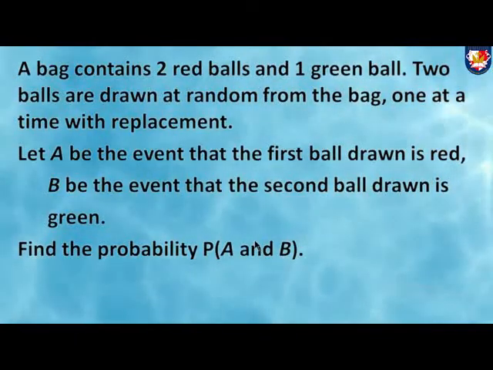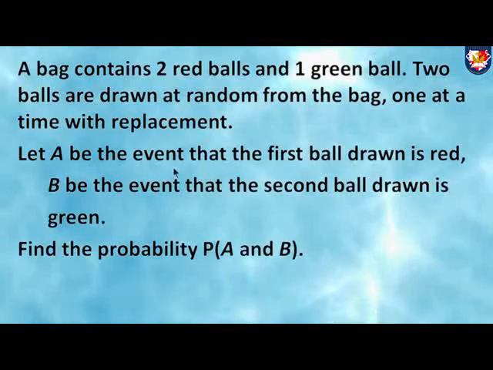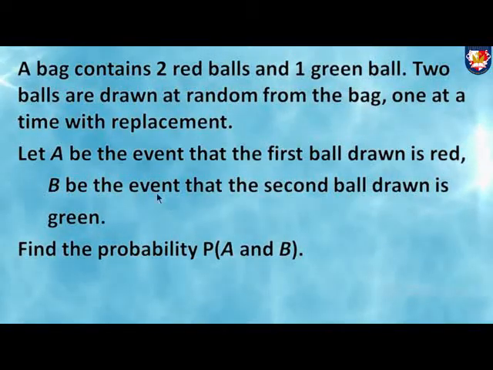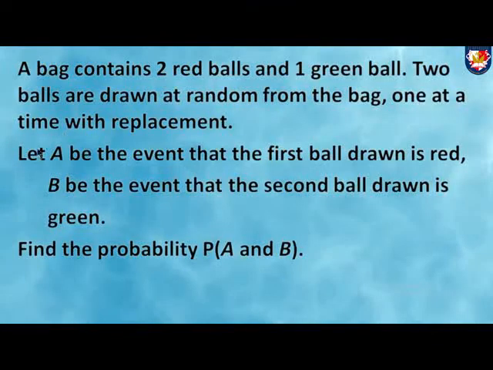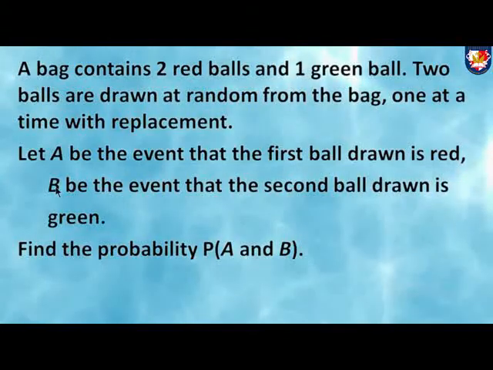A and B are independent events. Why? Because A is the first draw and B is the second draw. Whatever you get at the first draw will not affect whatever you get in the second draw. So this is the illustration. Let's say this is the bag that contains 3 balls, 2 red and 1 green. Whatever you take at the first draw, you have to return it to the bag and take another ball from the bag, whatever the ball is.